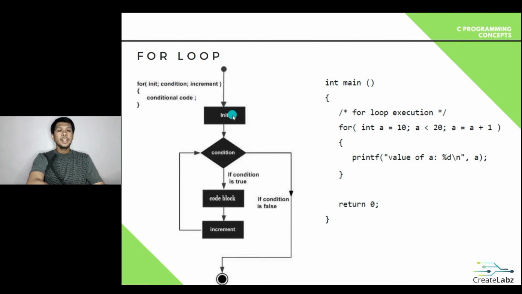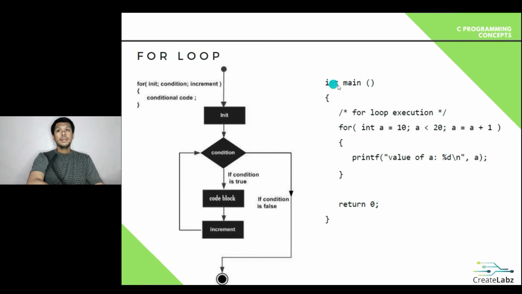Now, initialize and then check condition. If it's true, do the code block. And then after that, increment or decrement. And then go back to check the condition. If it's true, do these 2 blocks again until it becomes false, then exit. Now, this is a similar operation as the previous example, but the implementation is using a for loop.